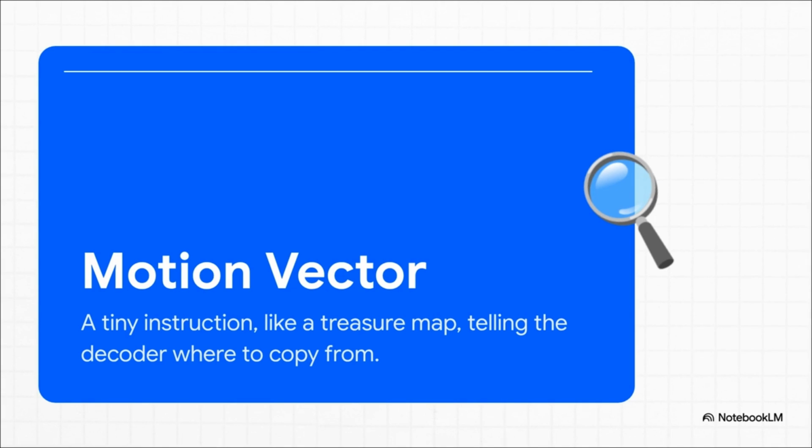Now, this is the key to everything. A motion vector isn't pixels. It's not a picture. It's just a tiny instruction. Think of it like a treasure map. It's a little note that tells your phone or TV, hey, you already have the pixels you need to build this part of the new picture. Just go back to the old one, look at these coordinates, and copy what you find there.